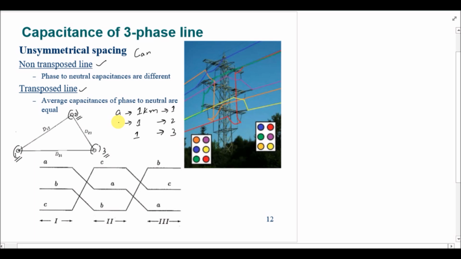The same scenario will be used that was used in the inductance formula for the three-phase unsymmetrically spaced line, in which we have three cases. In the first case, A, B and C are placed in positions 1, 2 and 3. Then they are changed: C is brought to position number 1, A to position number 2 and B to position number 3. Similarly, for the third scenario, the positions are changed again.